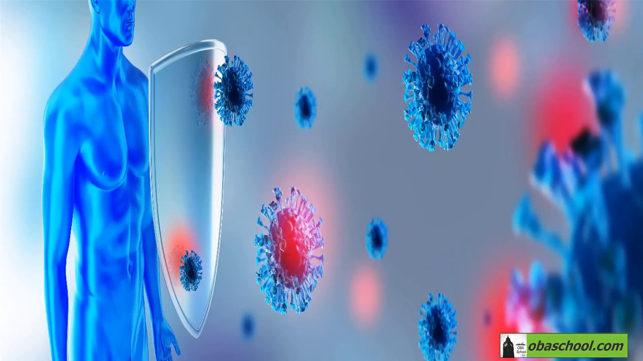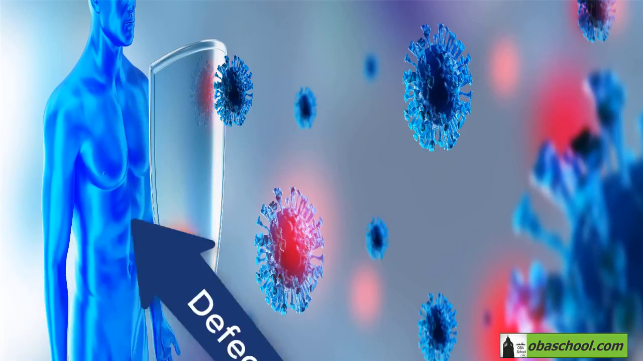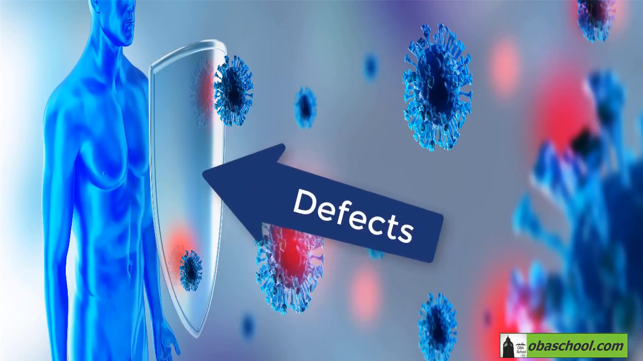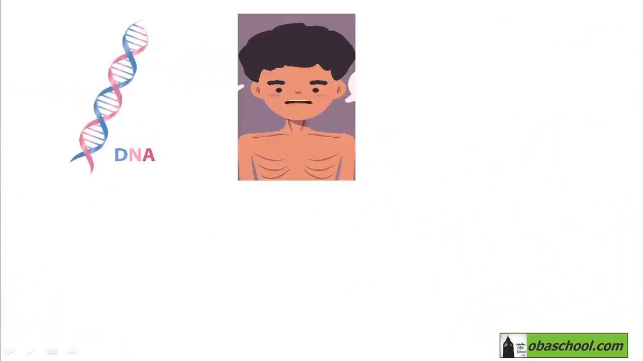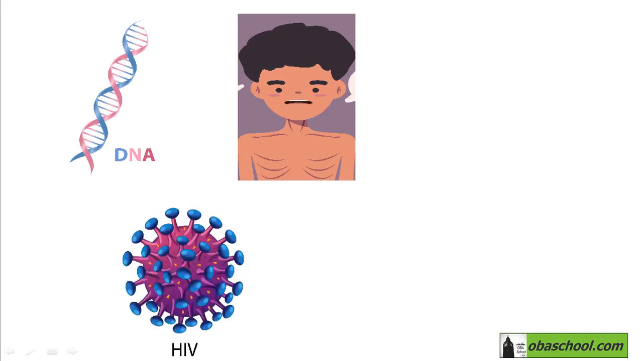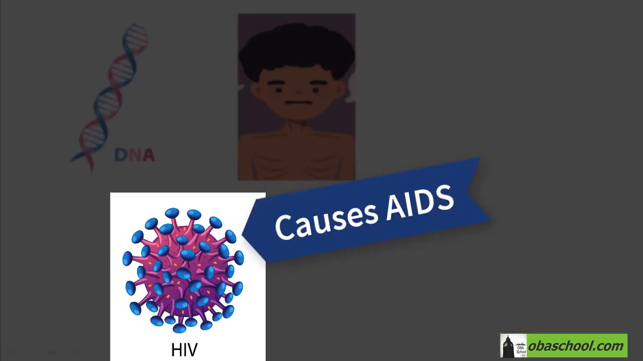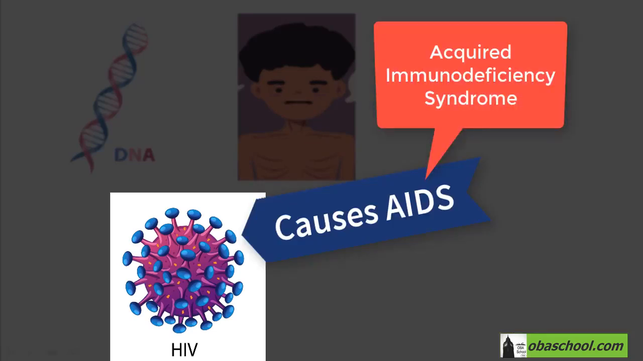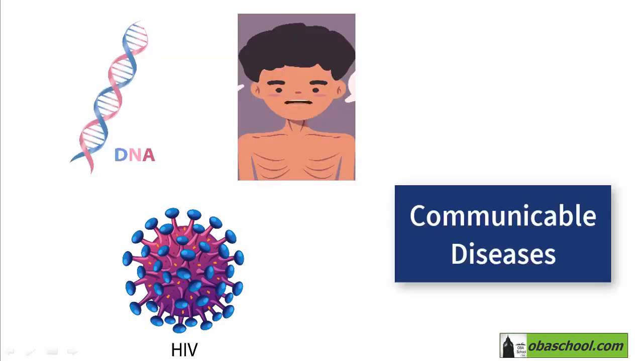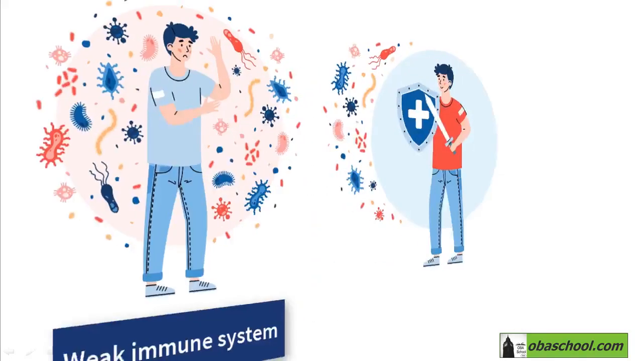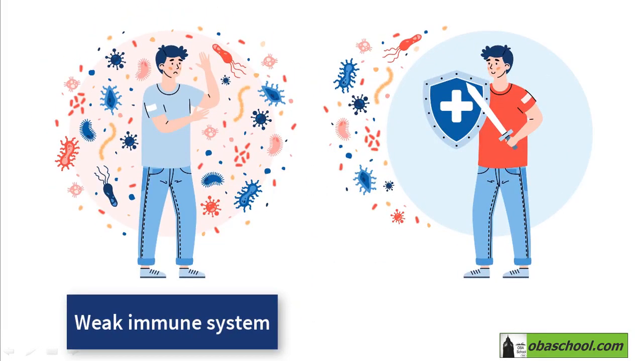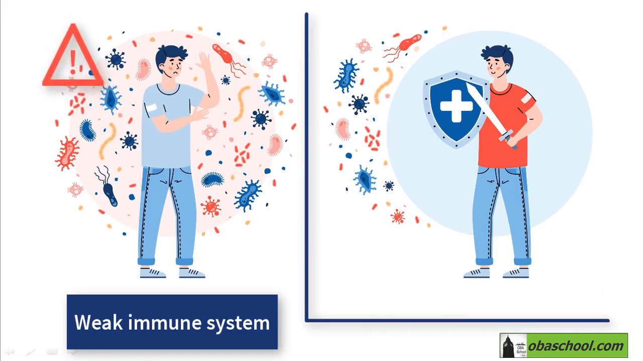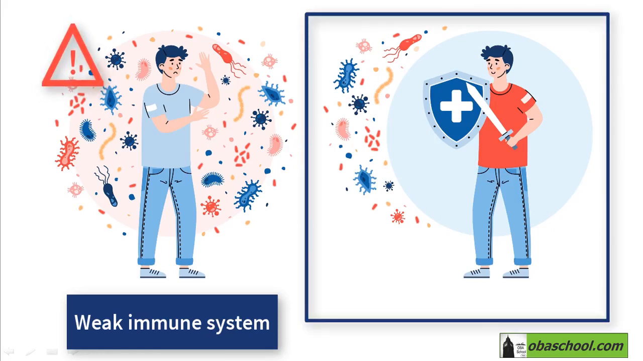Your immune system helps you fight off pathogens and get better. If there are defects in your immune system, it may not work effectively. Defects in your immune system can result from your genetic makeup, poor nutrition, or infections that affect specifically the immune system, such as the HIV infection. HIV is the virus that causes AIDS, which is acquired immunodeficiency syndrome. This makes you more likely to suffer from communicable diseases. So if you have these factors that weaken your immune system, then you are at a bigger threat than the normal healthy person from suffering from communicable diseases.